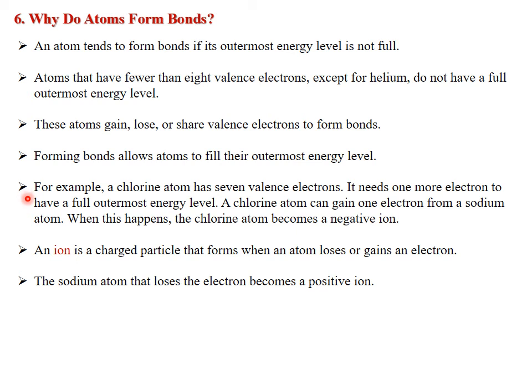So a chlorine atom can gain one electron from a sodium atom, and when this happens, the chlorine atom becomes a negative ion. An ion, by definition, is a charged particle that forms when an atom loses or gains an electron. So the sodium atom that loses the electron becomes a positive ion, but the chlorine atom that gains one electron becomes a negative ion.